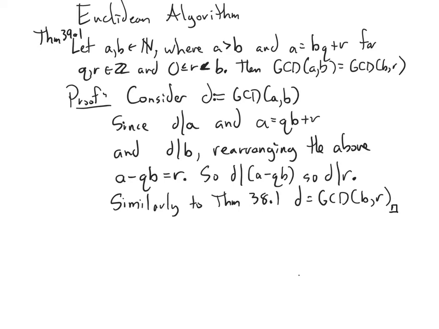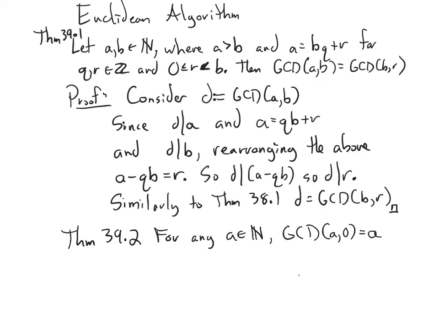So let's do another quick theorem. So this will be Theorem 39.2, and it states the following. For any natural number a, the greatest common divisor of a and 0 is, of course, a. And the proof, I guess, is pretty simple. I'll just kind of do it quickly.